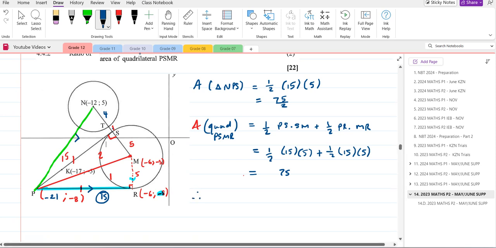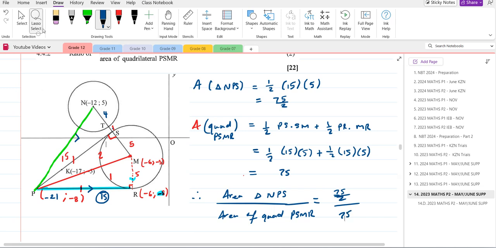Therefore, the area of triangle NPS over the area of quad PSMR is equal to 75 over 2 divided by 75, right? So that's just going to give me half. 75 cancels out, you just have half. I hope you guys understood that.